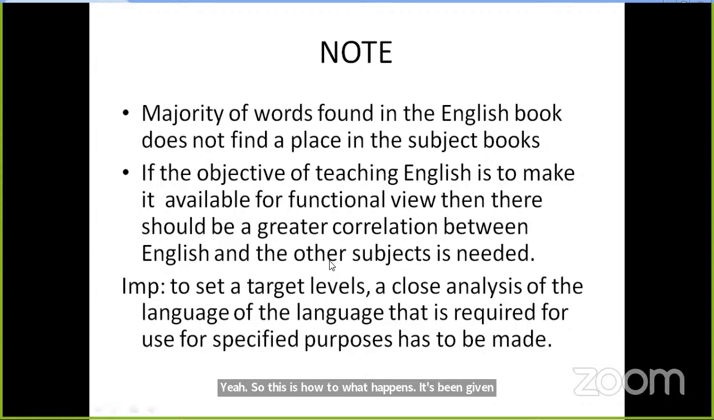given more priority, so that you can actually communicate with effectiveness. So that's one important thing. As I'm telling you, the target levels are set based on the form and the vocabulary.